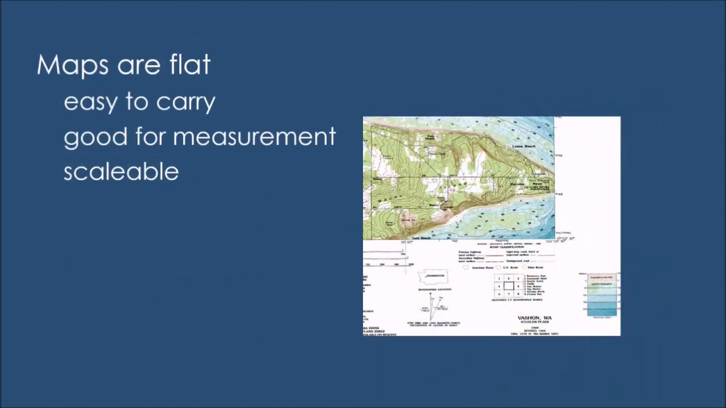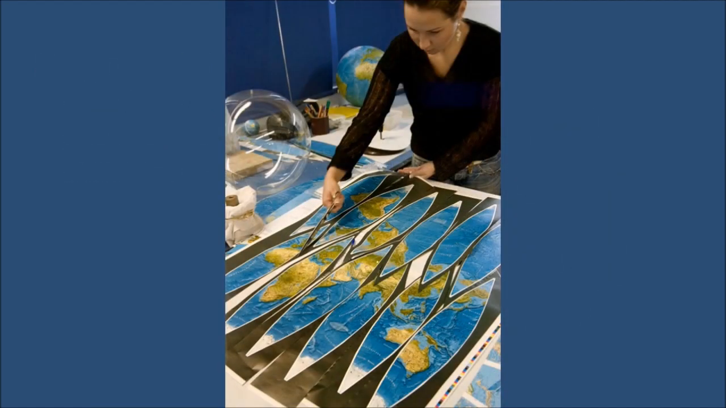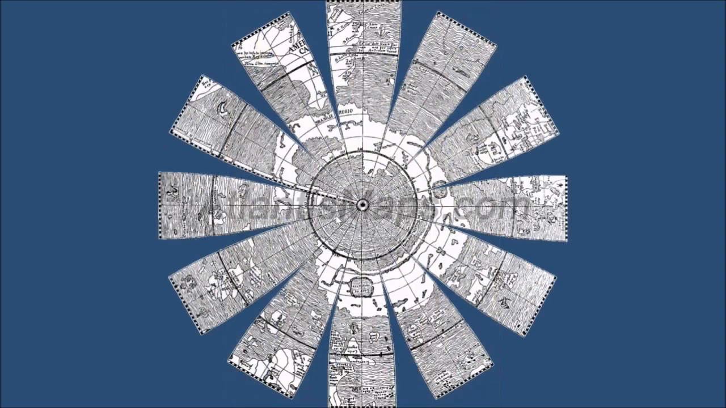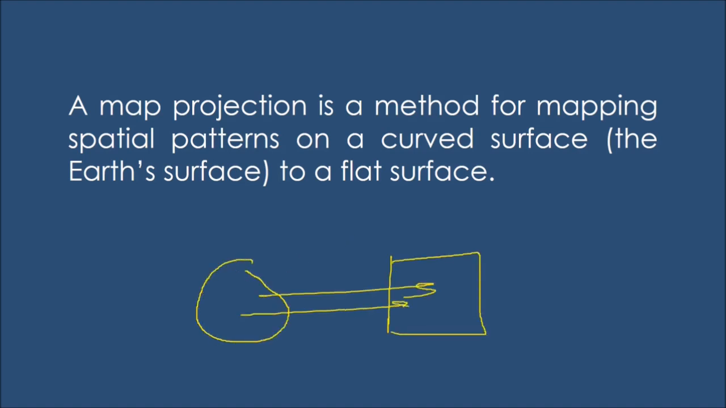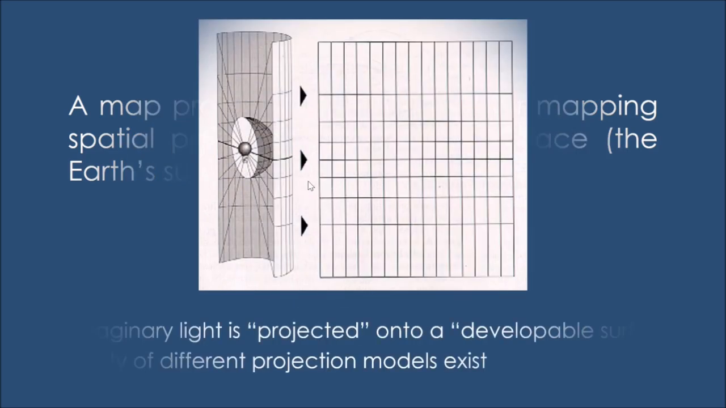Therefore, we need maps. Maps are flat, easy to carry, and good for measurement. They are also scalable, handy. Like this, you can carry it, or in this format. So a map projection is a method for mapping spatial patterns on a curved surface onto a flat surface. This is map projection.